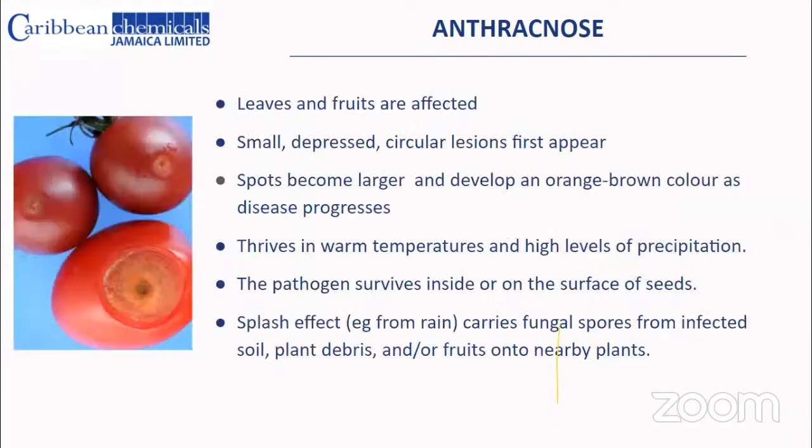Splash effect, that is when rain falls or when we are using overhead irrigation, is one quick way of having field transfer of this disease. If you see a plant showing signs of this disease and you are irrigating via overhead irrigation, that splashing effect can spread the disease to other plants. It can even spread physically when you, the farmer, pass through and brush on the leaves and then pass through to other plants. So it's highly transmissible through the field.